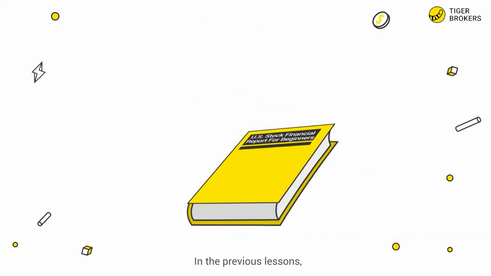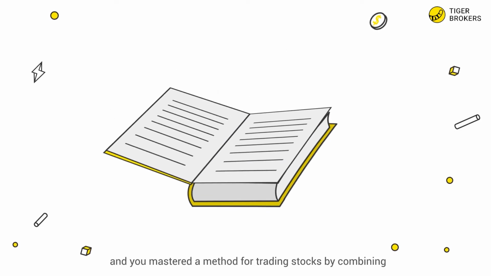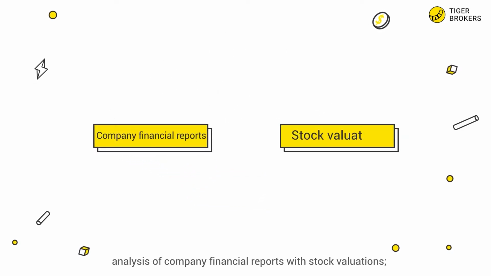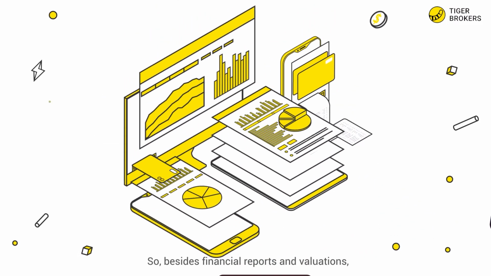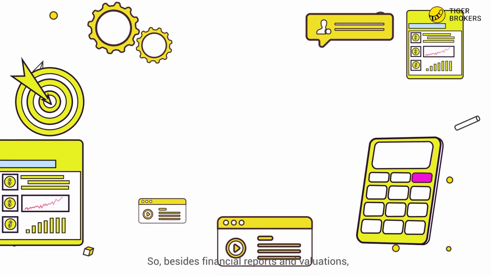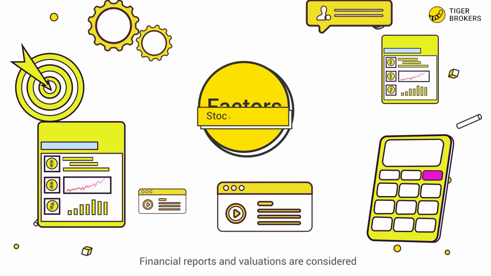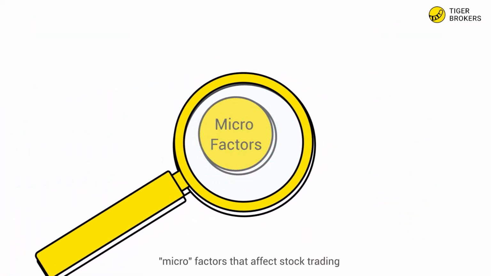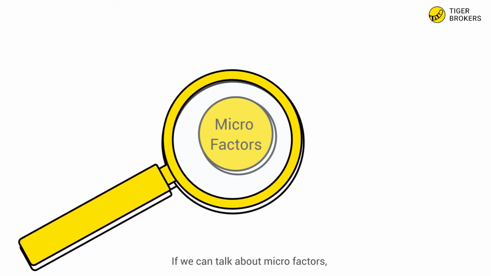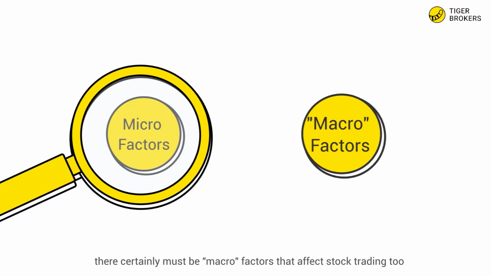In the previous lessons, you learned a lot of valuable information, and you mastered a method of trading stocks by combining analysis of company financial reports with stock valuations. So, besides financial reports and valuations, what other factors affect the price of a stock? Financial reports and valuations are considered micro factors that affect stock trading. If we can talk about micro factors, there certainly must be macro factors that affect stock trading too.